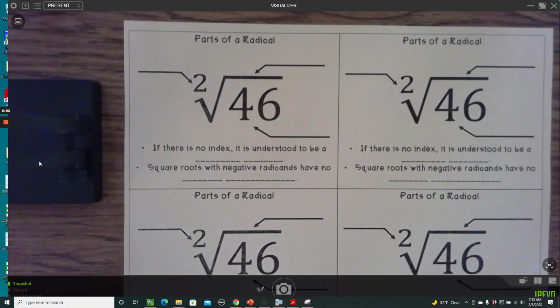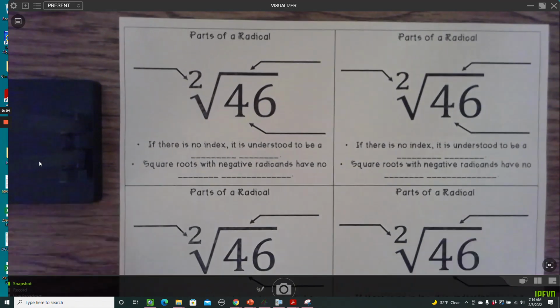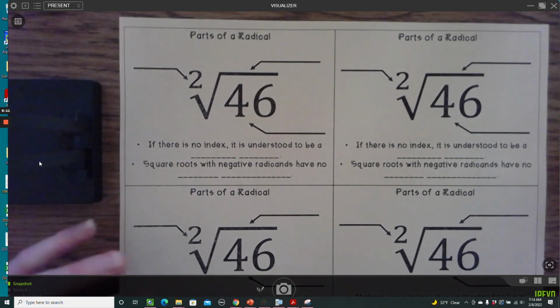This video is for the Simplifying Radicals notes. There's 3 note pages here, but the first one's real short and sweet. The second one is already filled out for you. So first thing we're going to talk about are the parts of a radical.